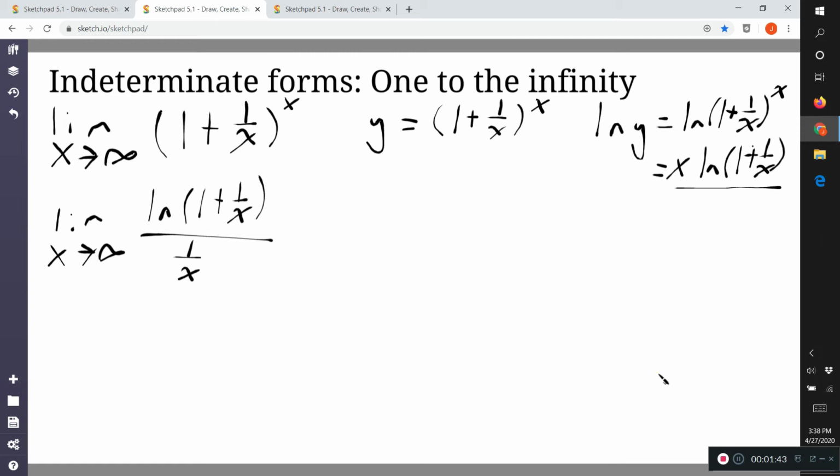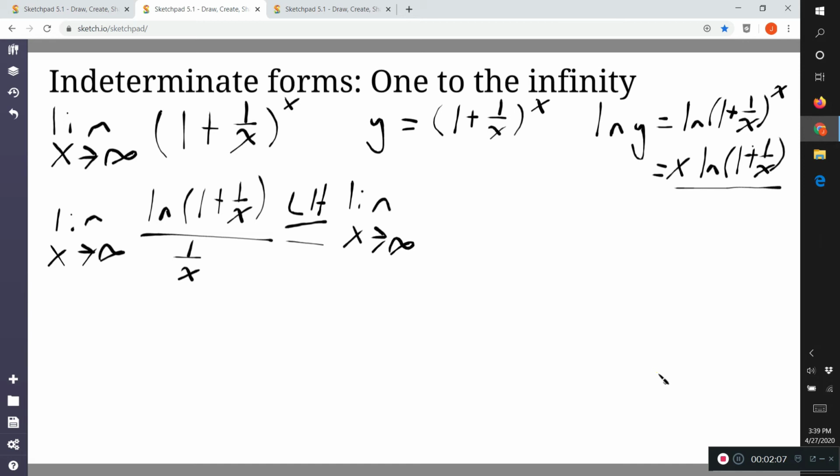So if we plug in infinity here, we'll get the natural log of 1 on top. The natural log of 1 is 0. And we'll get 1 over infinity, which is 0 on bottom. So we're going to apply L'Hopital's rule. We get the limit as x goes to infinity. Now, this top one's a little bit problematic. We have to apply a chain rule here.